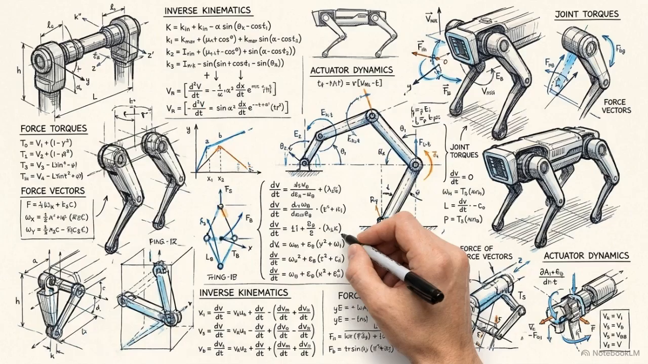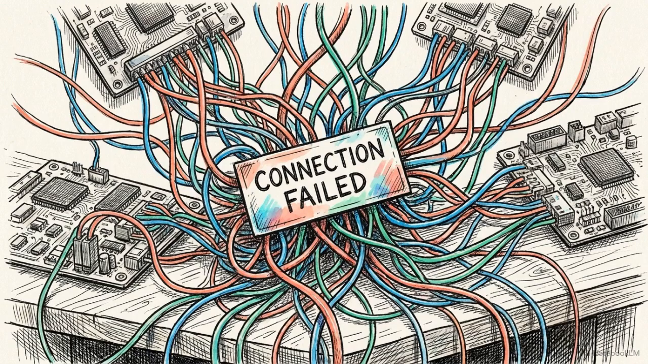Getting a robot to walk is certainly an algorithmic challenge, but before you can run those algorithms, you have to solve the underlying communication routing problem.